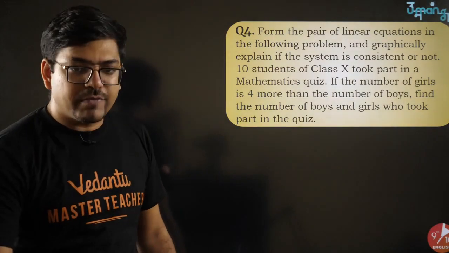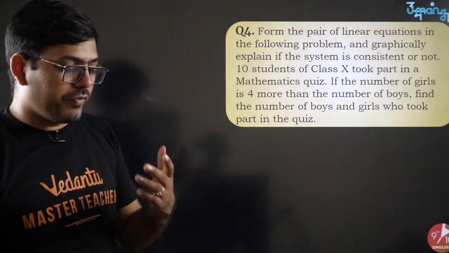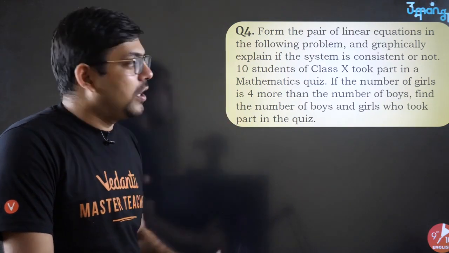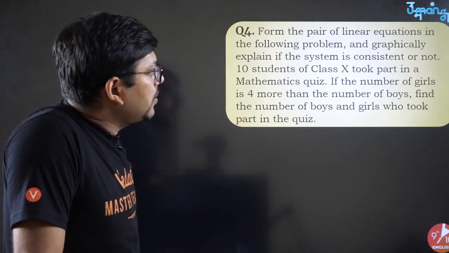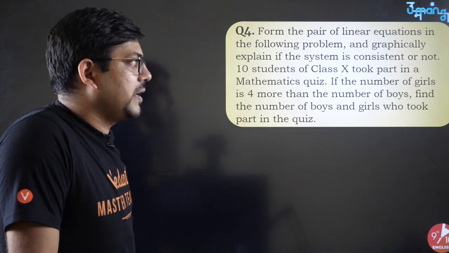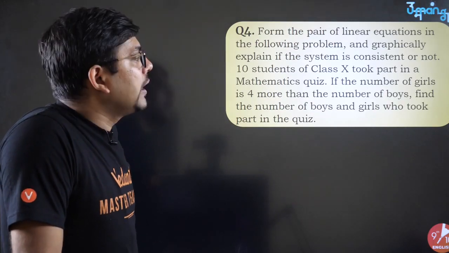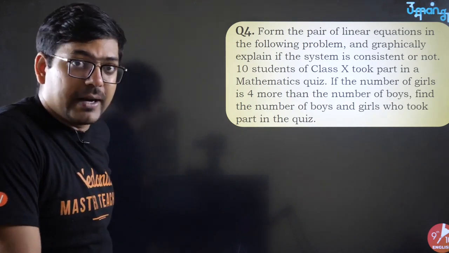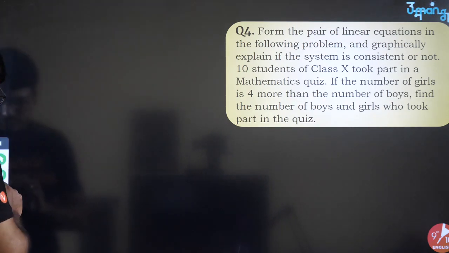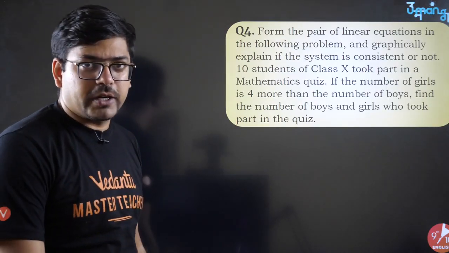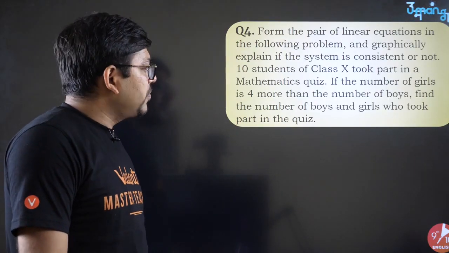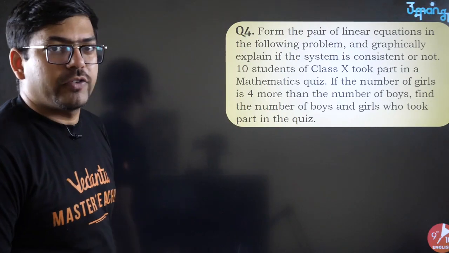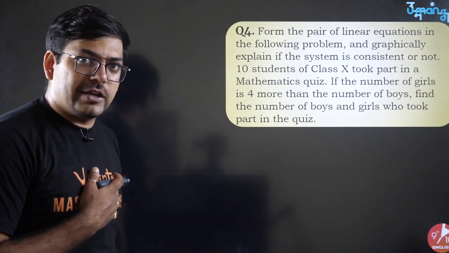Now from here onwards we have to solve it with a graph, from the equation. So first of all we'll have to make that equation. After that, again the same method. So let's see, from the pair of linear equations, the following problem, and graphically explain if the system is consistent or not. 10 students of class 10th took part in a mathematics quiz. If the number of girls is 4 more than the number of boys, I don't know the number of girls, really.